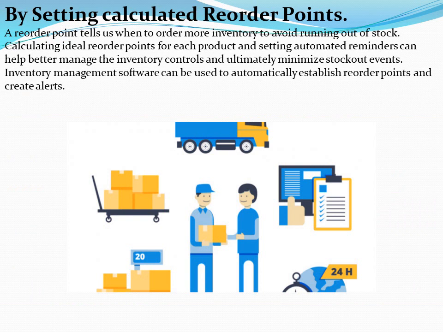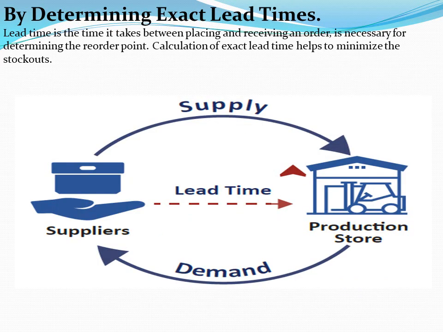By setting calculated reorder points. A reorder point tells us when to order more inventory to avoid running out of stock. Calculating ideal reorder points for each product and setting automated reminders can help better manage the inventory controls, and ultimately minimize stockout events. Inventory management software can be used to automatically establish reorder points and create alerts.